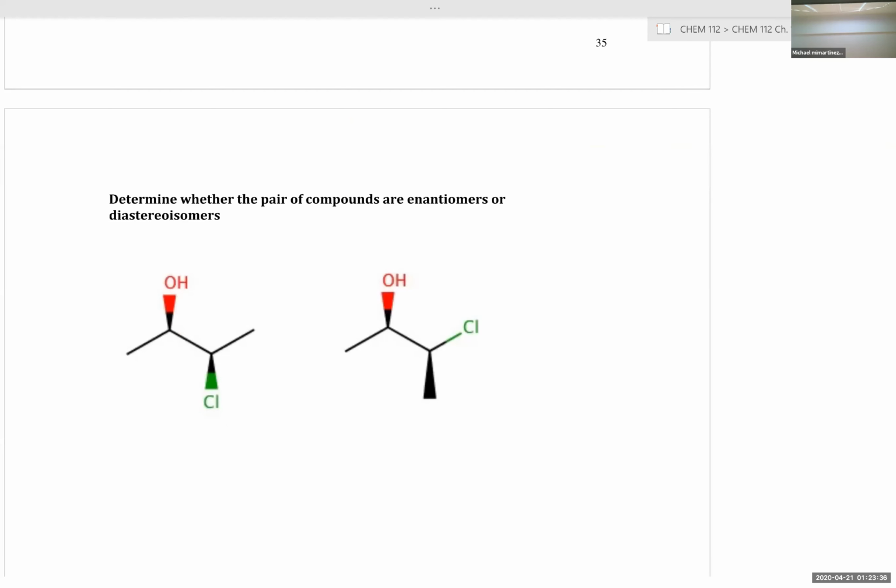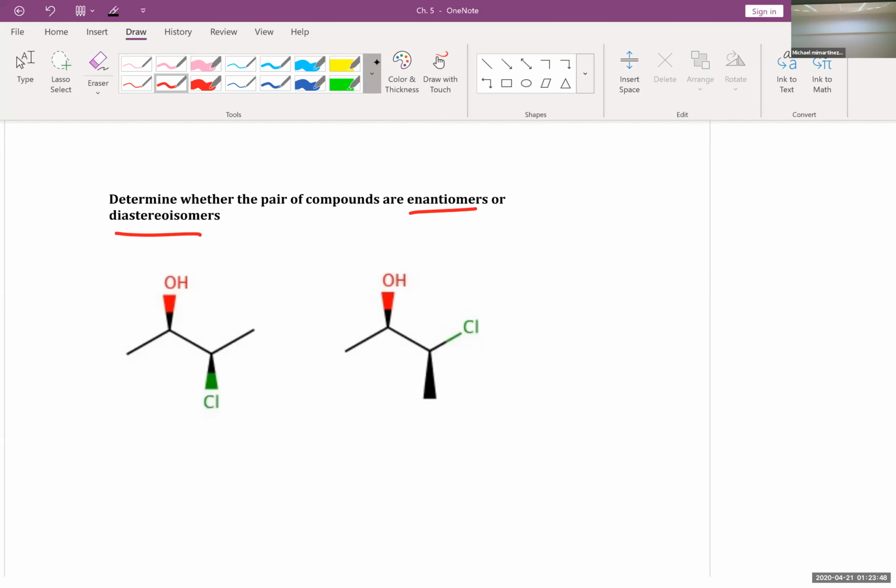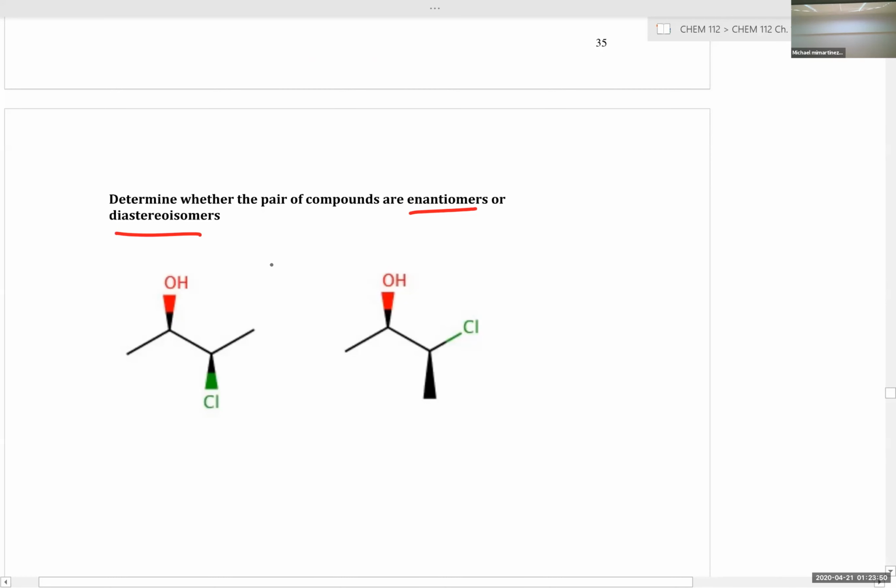Okay, I'd like you to take a look now at the following pairs of compounds, and I'd like you to tell me whether the pair are enantiomers or diastereoisomers, or diastereomers for short. And I'll give everyone about 4 minutes to work on this one, and then we'll come together as a group to discuss. In the meantime, I'm going to be carefully making a model kit.